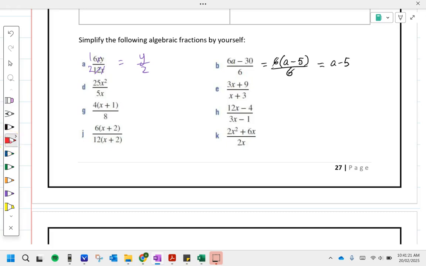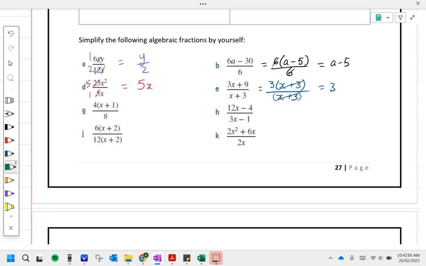Question D. 25 and 5 both divisible by 5. And the top has more x's. It's got one more x. Here our top is not factorized, so let's take out 3, leaving us with x, put the plus sign. 9 divided by 3 is 3 over x plus 3. Oh, my denominator is not factorized. Let's put it in brackets. Now they can cancel. So my answer is equal to 3.